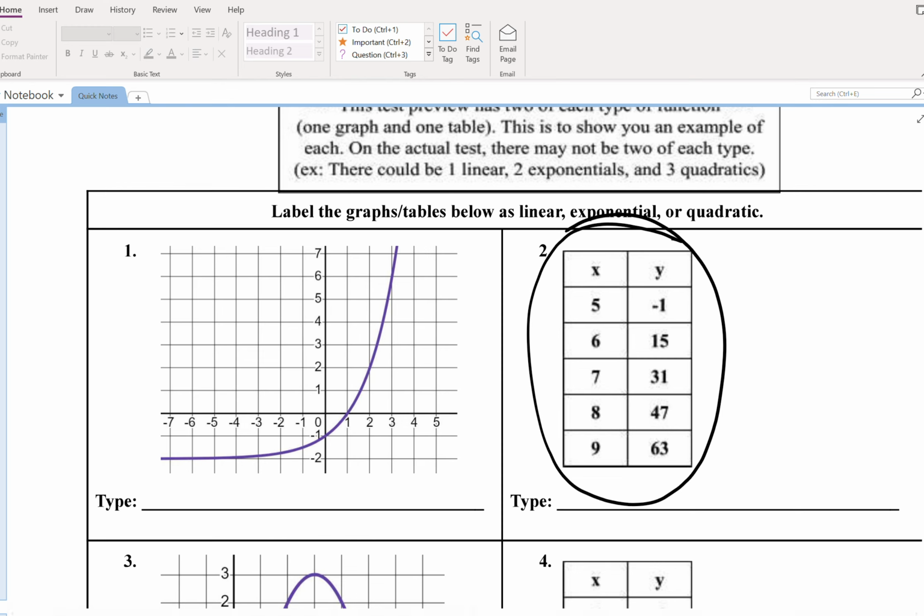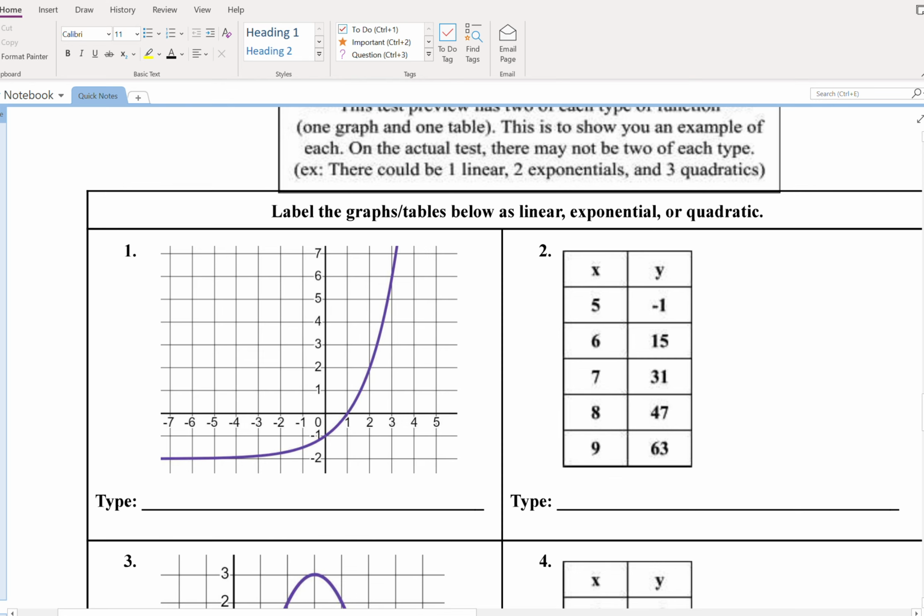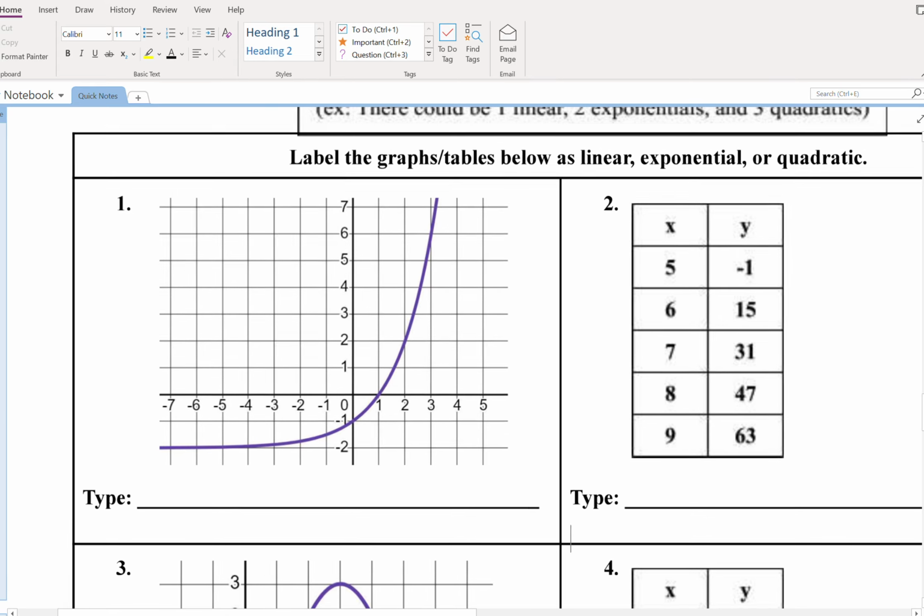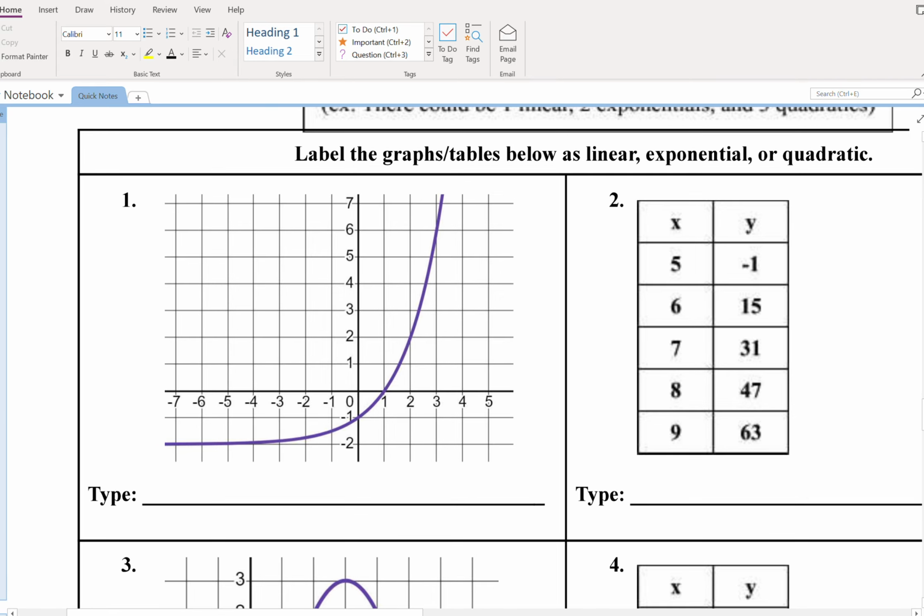I'm going to start over here at number 1. Each of these graphs has a distinctive kind of look. If it goes flat on one side like this, but then goes up in the other direction, these graphs are exponential.